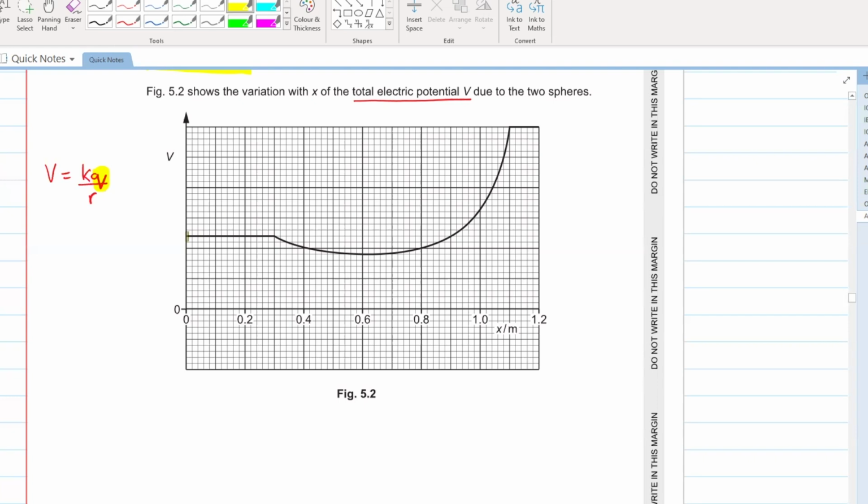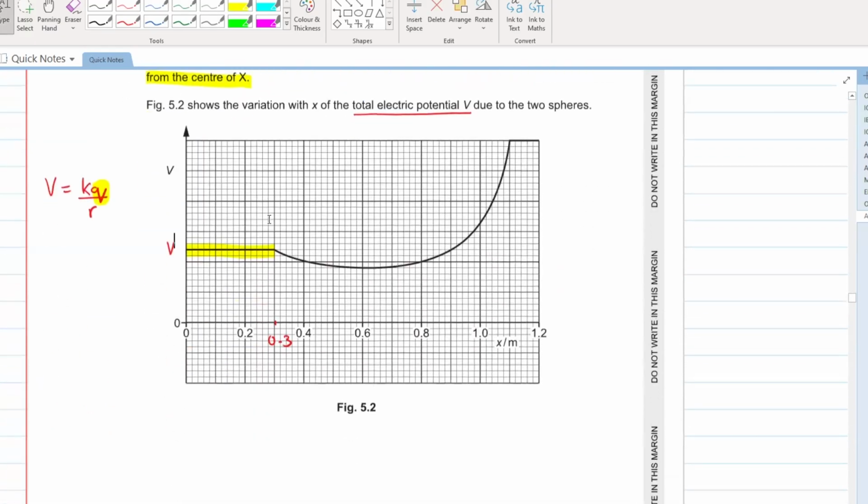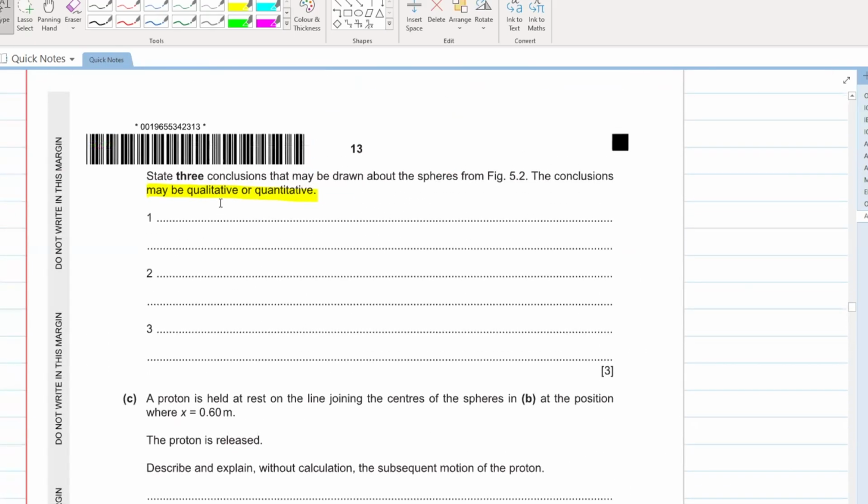What is the radius of charge X? 0.3 meters. How do you know that? Because inside the charge, the electric potential remains constant. So you will say the radius of charge X is 0.3 meters. Let's write it down: the radius of charge X is 0.3 meters. Simple.